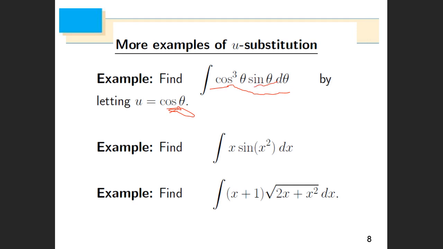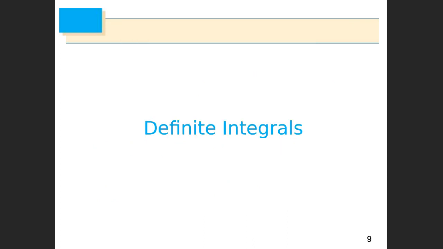In this case, you can let u be x squared because if you differentiate it, you have 2x. You see there's an x outside there that will cancel with your derivative. Similarly, here, if you let u be 2x plus x squared, the derivative is 2 plus 2x. And if you factor out 2, you have 2 times 1 plus x, which matches this term out here. All right, so this one is also straightforward and easy.